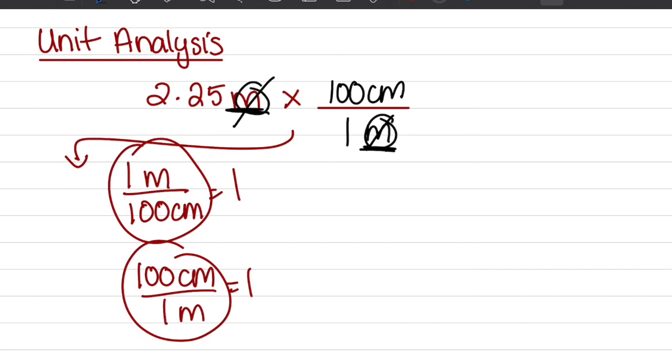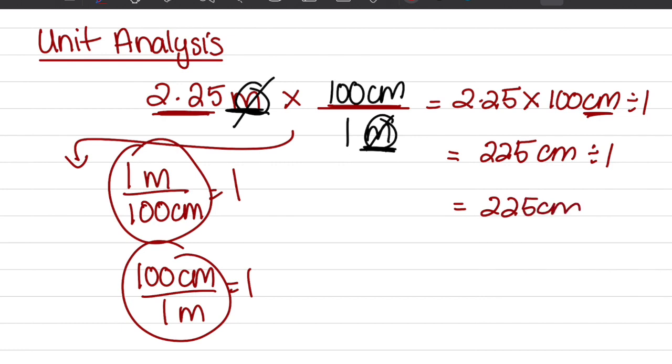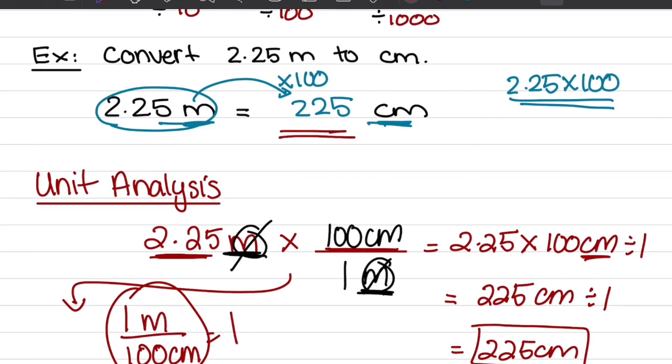So what's left right now is 2.25 times 100 centimeters divided by 1. A fraction means divide, divided by 1. So let's write that down: 2.25 times 100 centimeters divided by 1. Use your calculator to evaluate this. 2.25 times 100 is 225 centimeters. Divided by 1, well, you just get the same number. So the answer is 225 centimeters. It's the same answer that we got earlier. So you can use either method to convert between SI units of length.